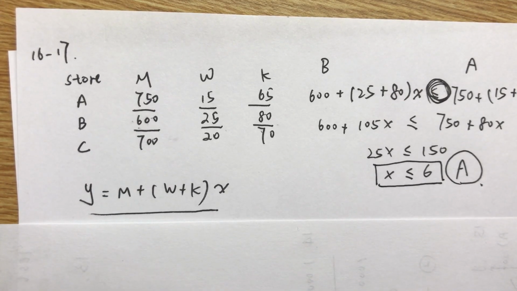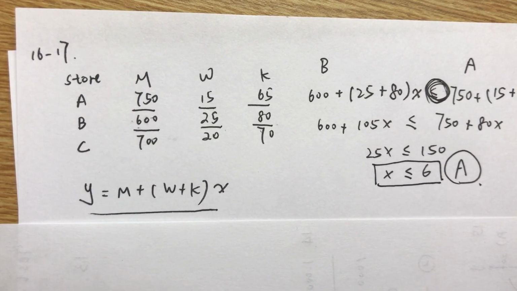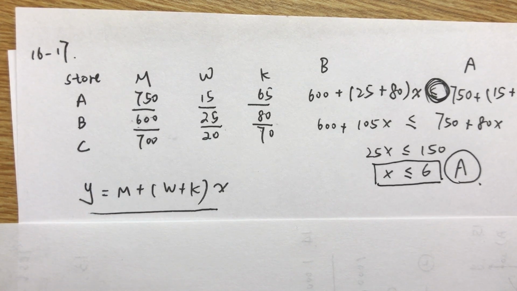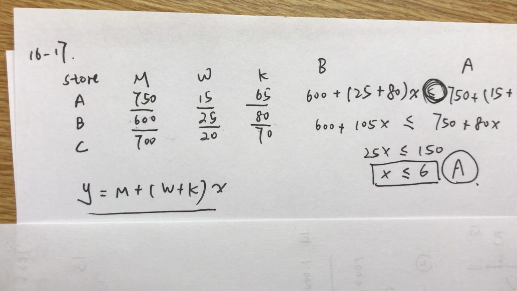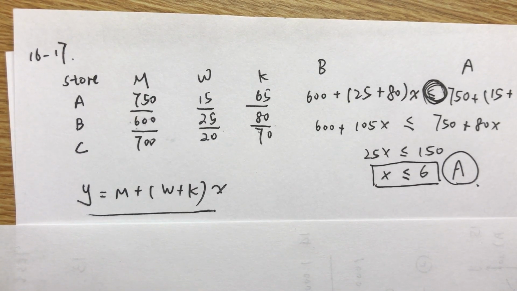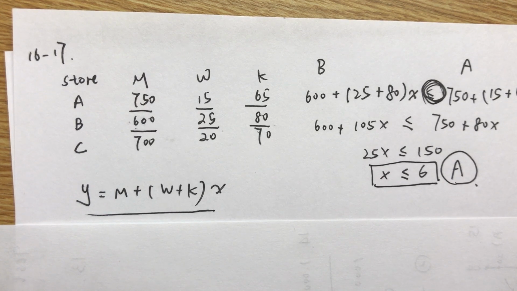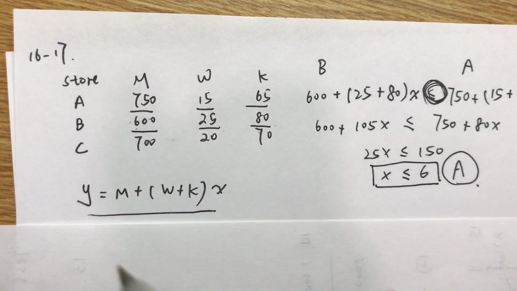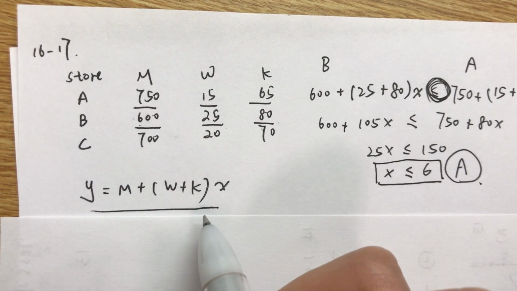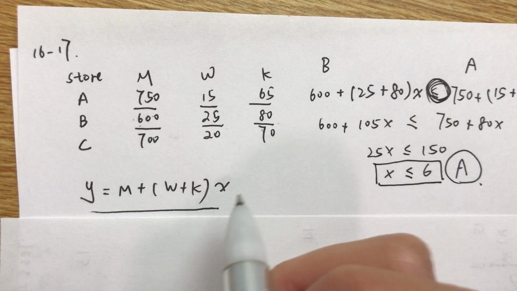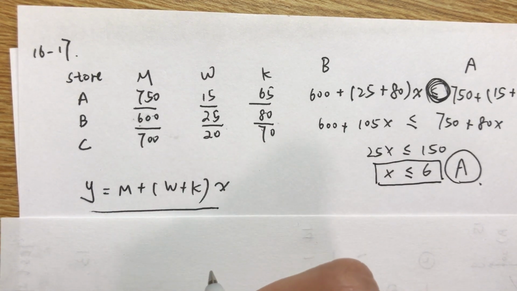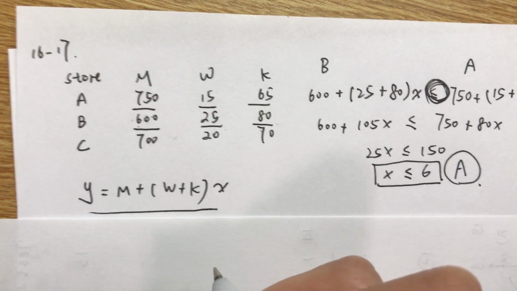Then we go to question 17. If the relationship between the total cost Y of buying the materials and renting the tools at store C and the number of days X for which the tools are rented is graphed in the XY plane, what does the slope of the line represent? So we have the equation here, right? So the question asks, if we graph this equation, what does the slope of the line represent?